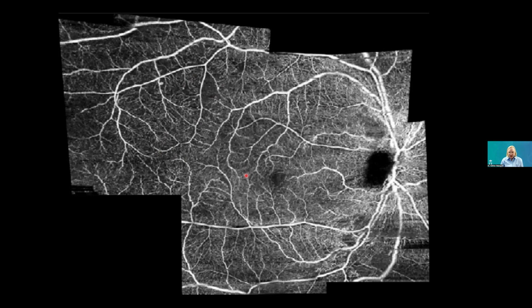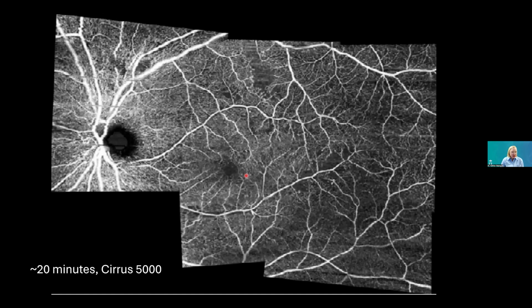This is her right eye, obviously, and this is her left eye. But I just wanted to highlight, of course, newer instruments with wider field scans are becoming easier to get this peripheral information, but this is somebody that I imaged myself. This took me almost 20 minutes.